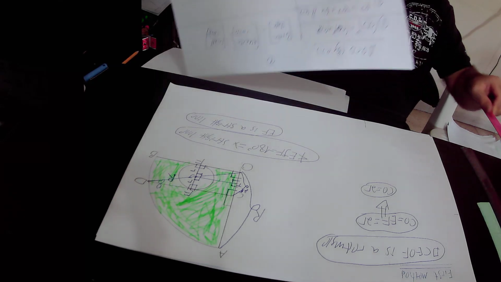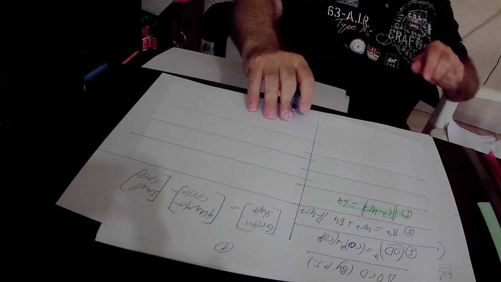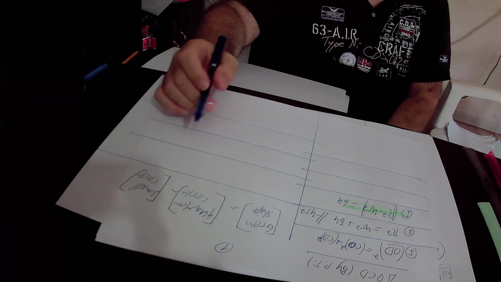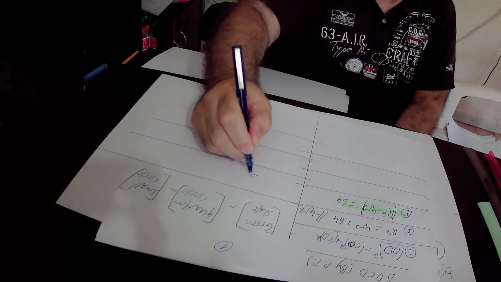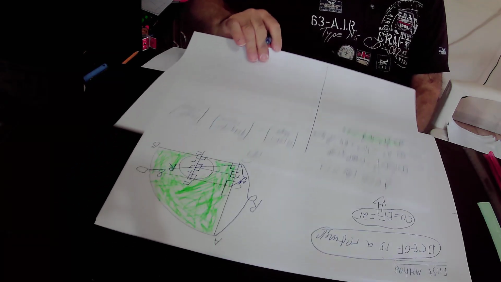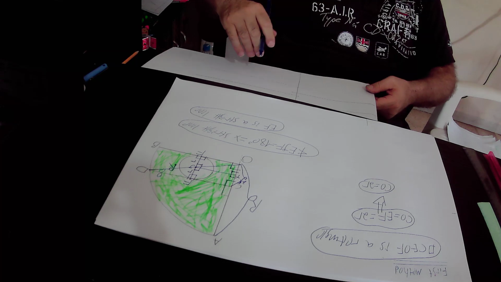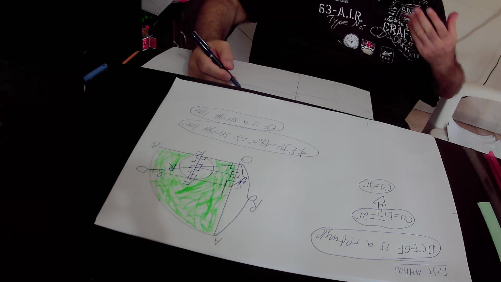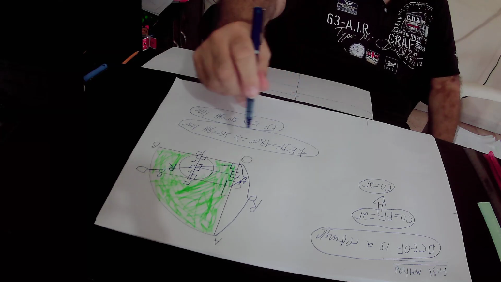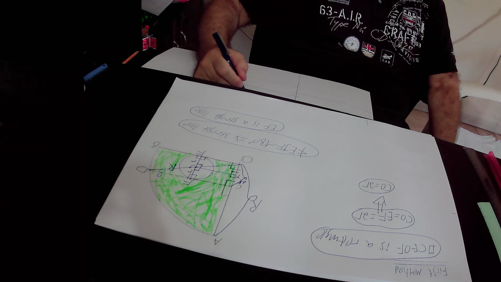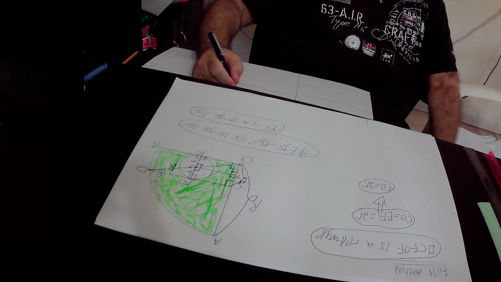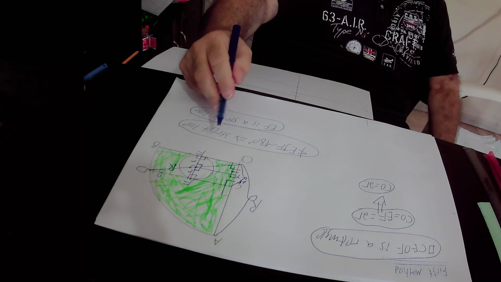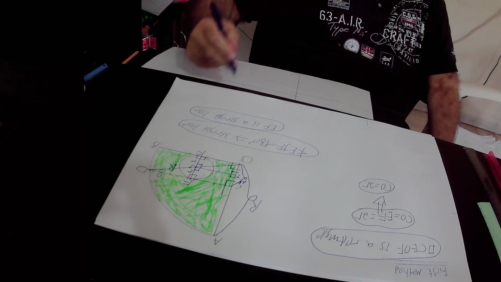To repeat again, the area that we are looking for, the area of the green shape, equals the area of the quarter circle minus the area of the small circle. What is the area of the quarter circle? It is equal to pi times capital R square over 4, the area of the circle over 4. What is the area of the small circle? It is very simple. It is equal to pi R square.